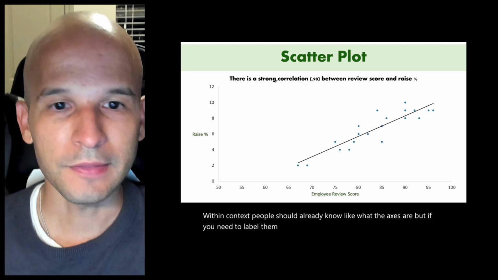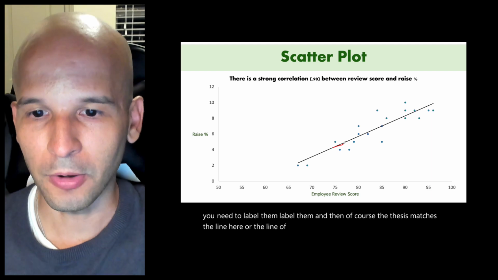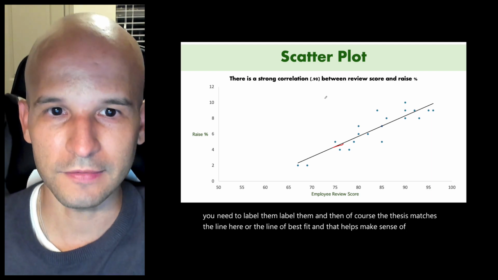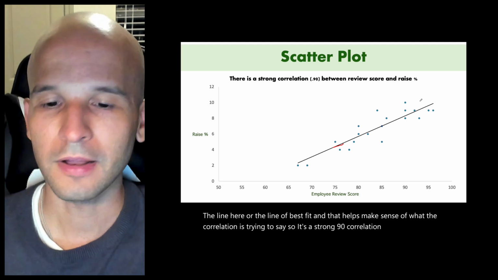And then, of course, the thesis matches the line here, the line of best fit. And that helps make sense of what the correlation is trying to say. So it's a strong 0.90 correlation between review score and raise.